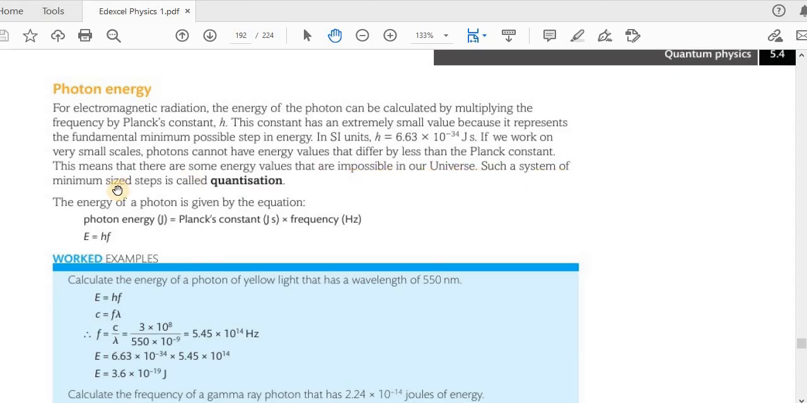Such a system of minimum size steps is called quantization. So now you know what quantization is. It can have certain fixed values of energy. So we will see, it can only be multiples of those numbers that are possible for the amounts of energies of photons. This way we will now understand this better.